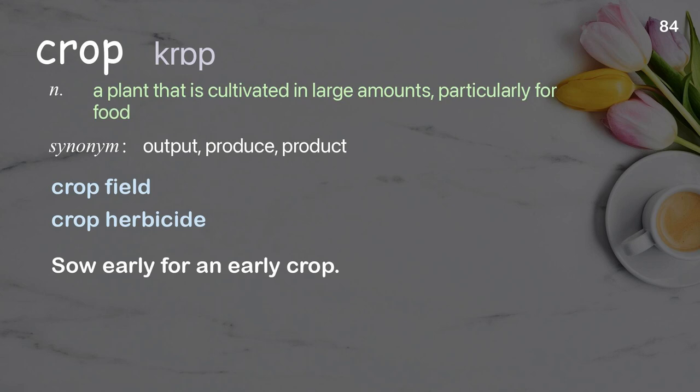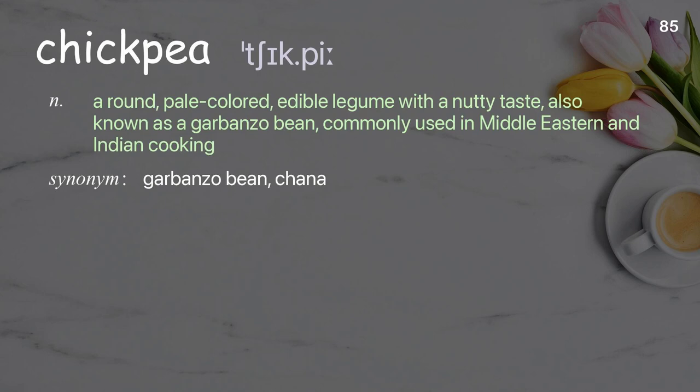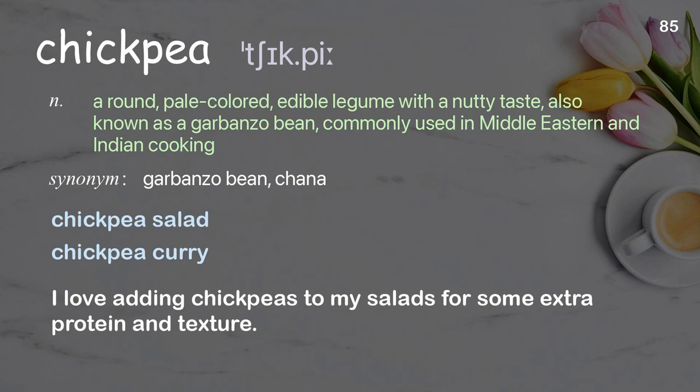Chickpea: a round, pale-colored, edible legume with a nutty taste, also known as a garbanzo bean, commonly used in Middle Eastern and Indian cooking. Examples: chickpea salad, chickpea curry. I love adding chickpeas to my salads for some extra protein and texture.